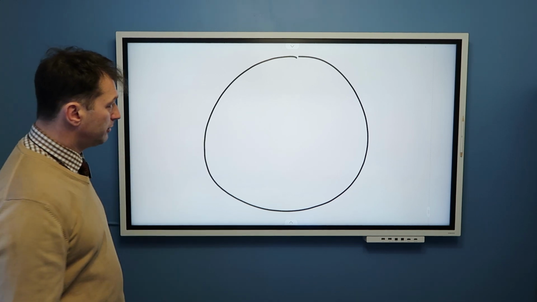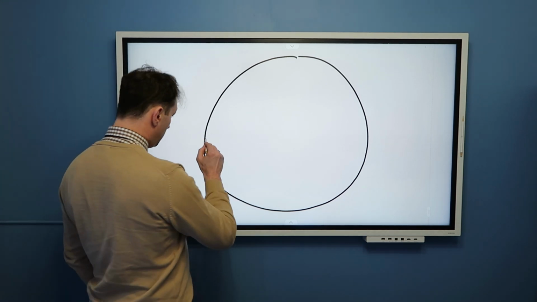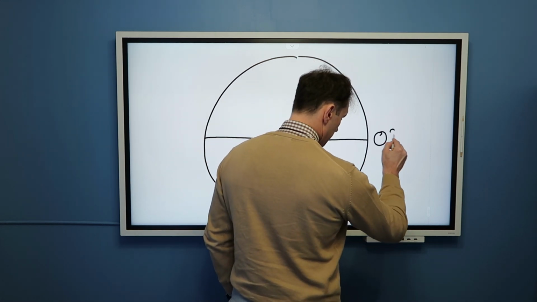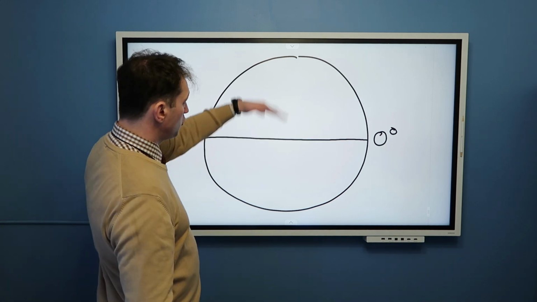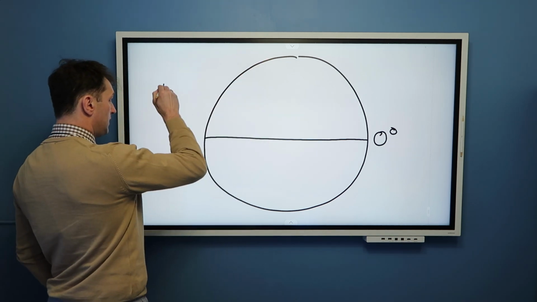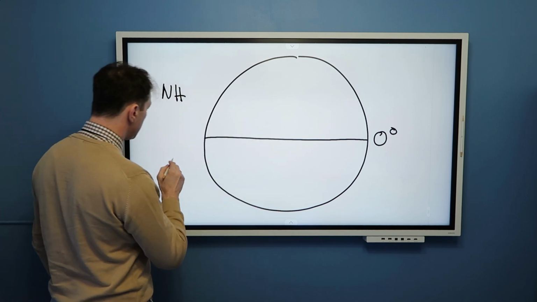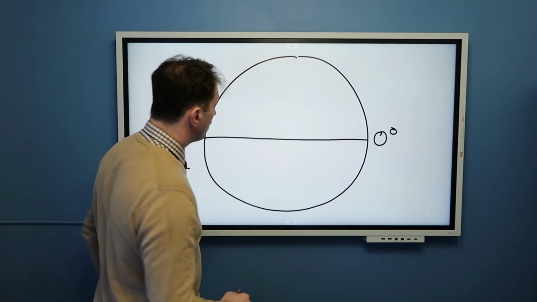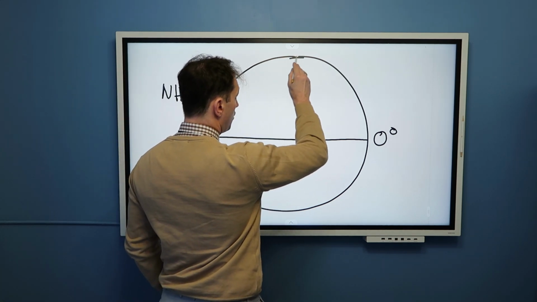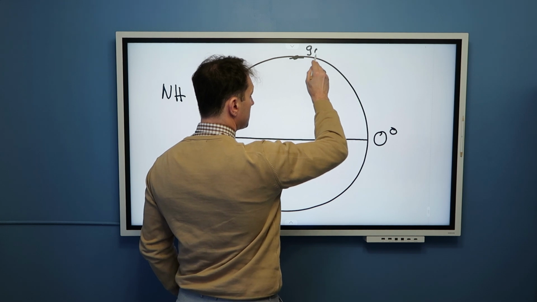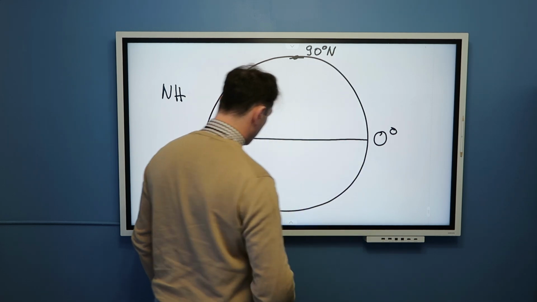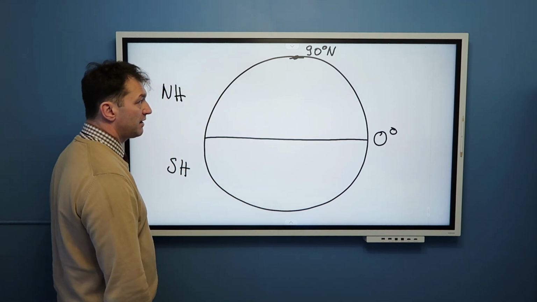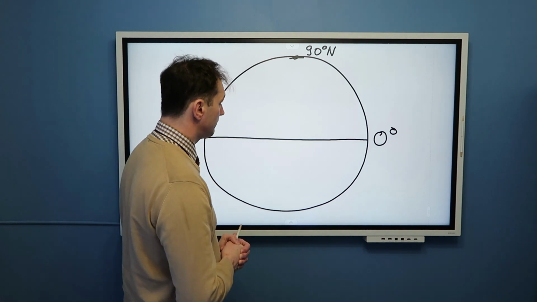If this is our spherical planet Earth, then the latitude of 0 degrees, which we also call the equator, splits the Earth into two hemispheres, and this over here is the northern hemisphere and this over here is the southern hemisphere. The tip, so to speak, of the northern hemisphere is the North Pole, somewhere here, and it has a latitude of 90 degrees north. And the tip of the southern hemisphere is the South Pole, and it has a latitude of 90 degrees south.